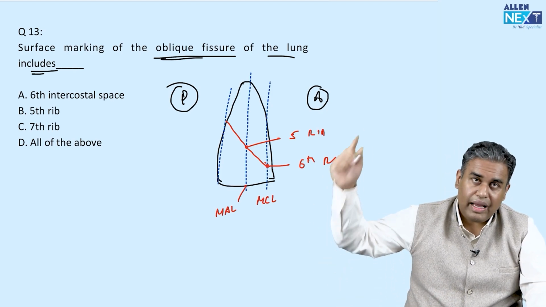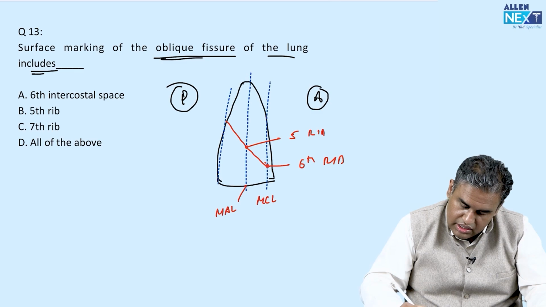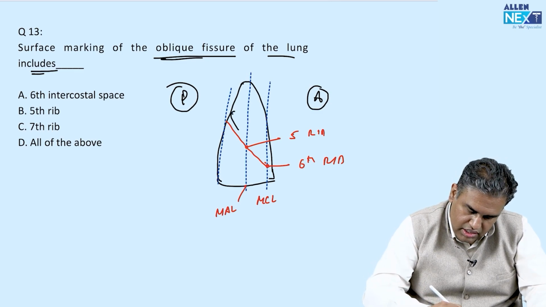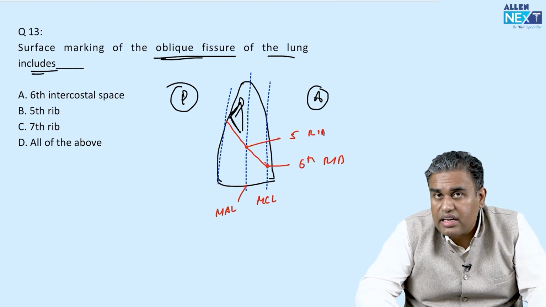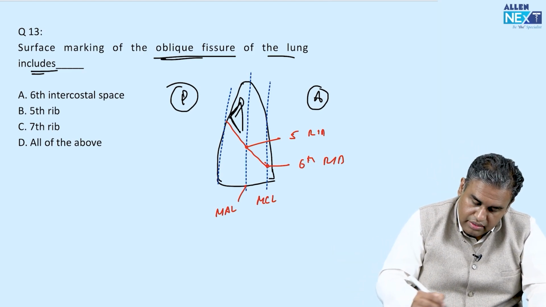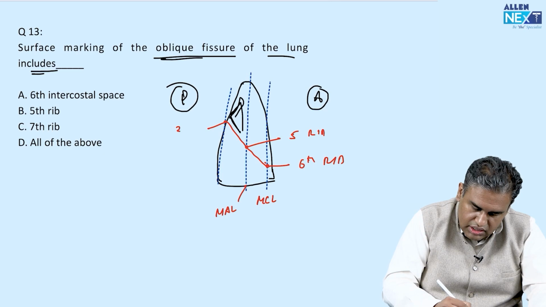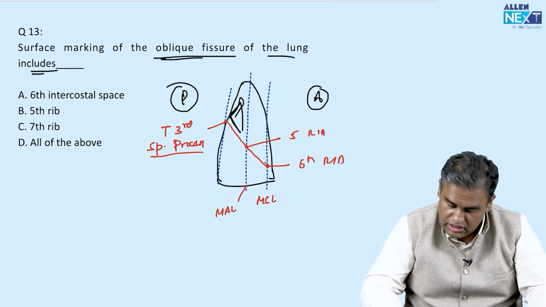If you ask the patient to abduct the upper limb, then the scapula also will be rotated somewhat like this. And therefore, this oblique fissure goes along the medial border of the scapula, and it reaches around the 3rd thoracic, T3, spinous process. This is the approximate area for the oblique fissure.